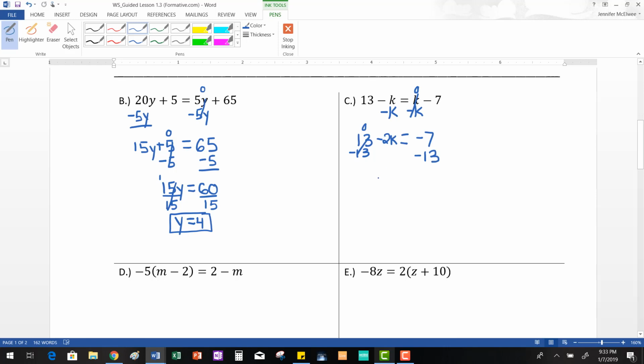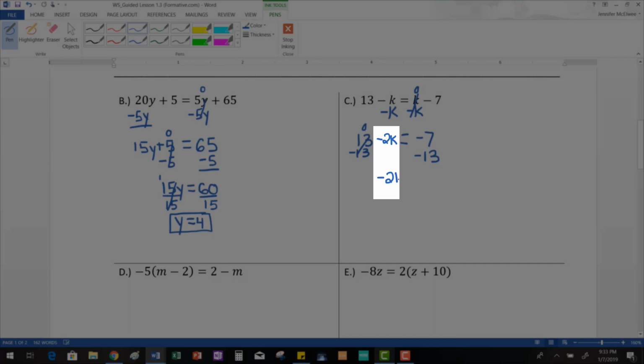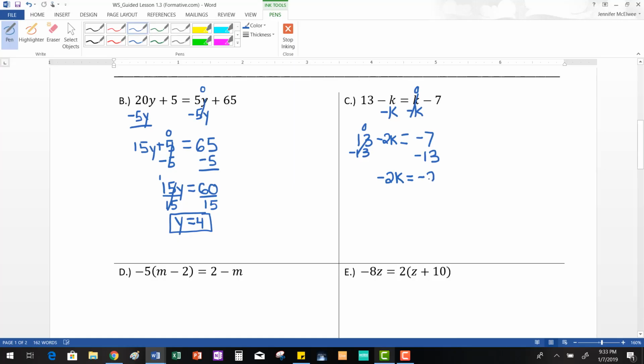So I bring down negative 2k. Remember to bring the negative with you. And on the right-hand side, negative 20. Finally, I divide by negative 2. When I do that to both sides, I'll end up with k is equal to positive 10, because negative divided by negative gives me a positive answer.